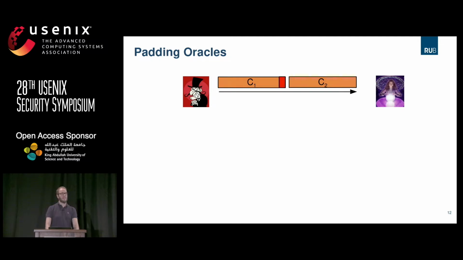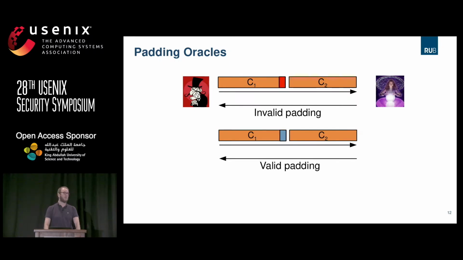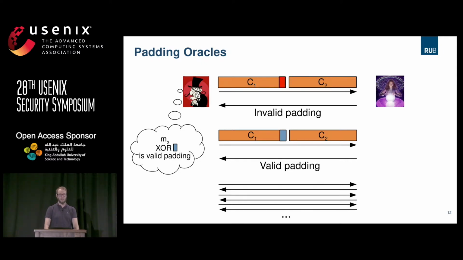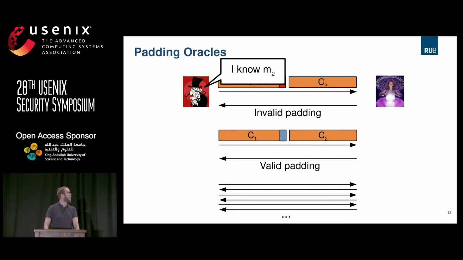So if a server acts as an oracle and reveals to us the information whether a padding is either valid or invalid, we can use that to deduce information about the plain text. In this example, we send some malformed message to the server, and he responds with an invalid padding. But if we send some other malformed message to the server, he may respond with a valid padding. And if he does this, we suddenly learn something about the plain text. Namely, we learn that this blue part XOR the plain text message equals some valid padding. And you can imagine that if we continue sending malformed messages to the server, we can finally decrypt the whole message. And this is obviously bad, because an attacker should not be in possession of M2 if he does not have a key.